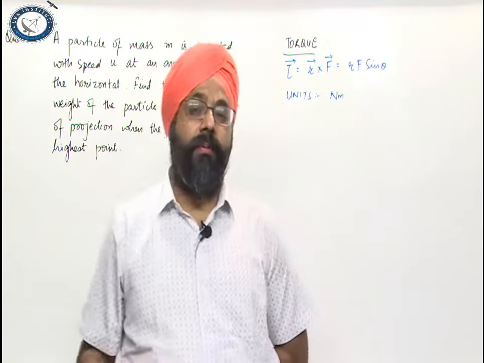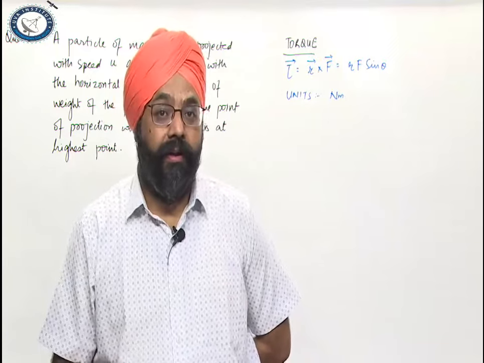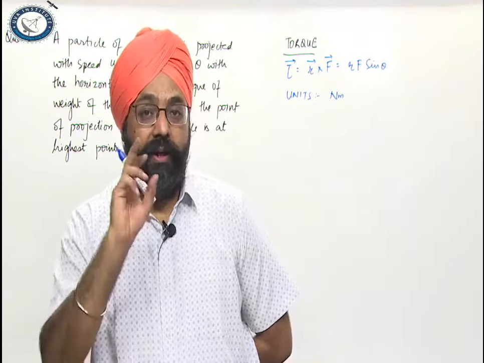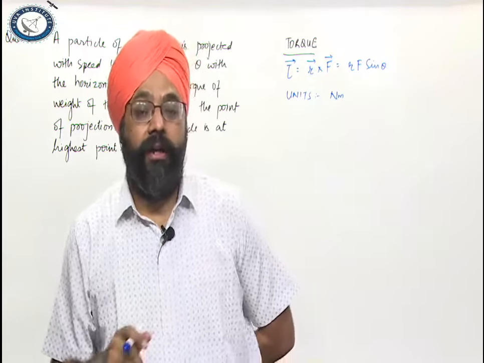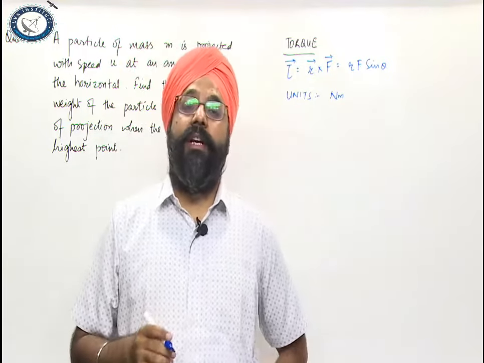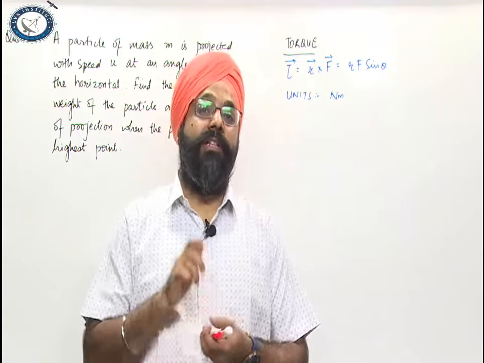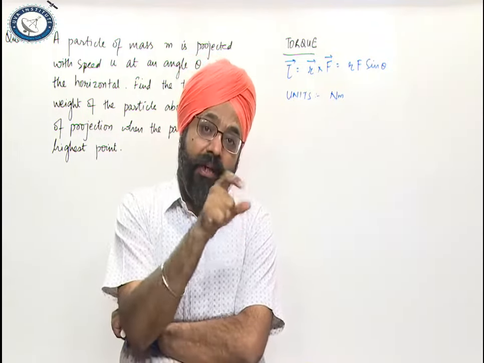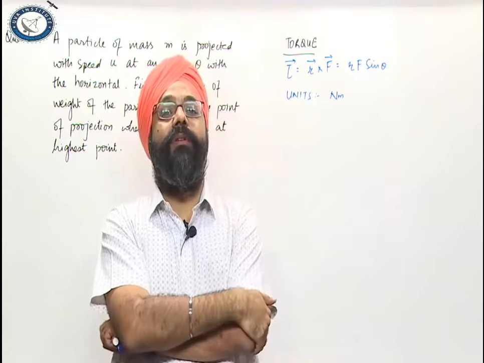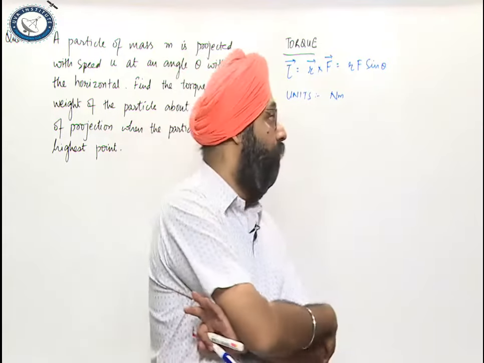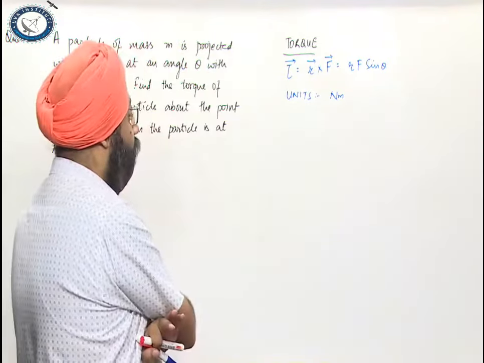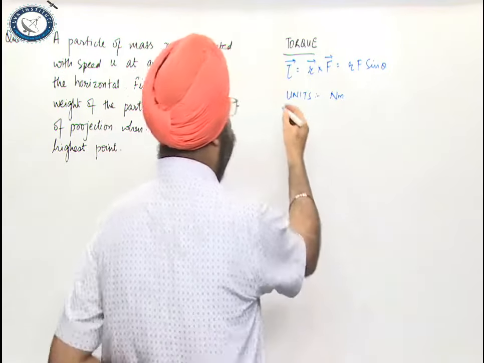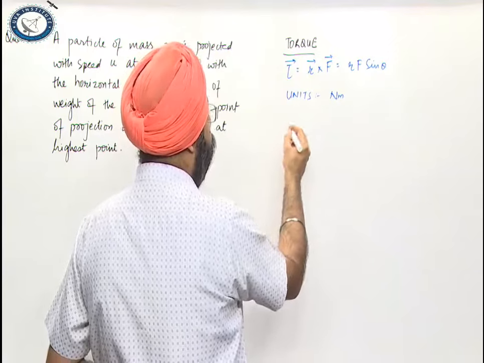Newton meter is also joule, but torque is different from work, because work done is a dot product of r and F. That means the parallel component is responsible in case of work done, whereas the perpendicular component is responsible in case of torque. So it is the rotational effect of force.